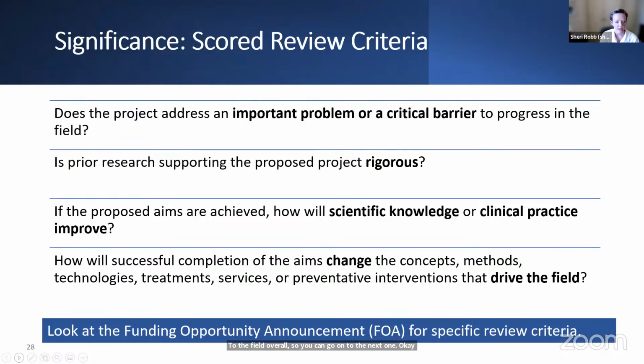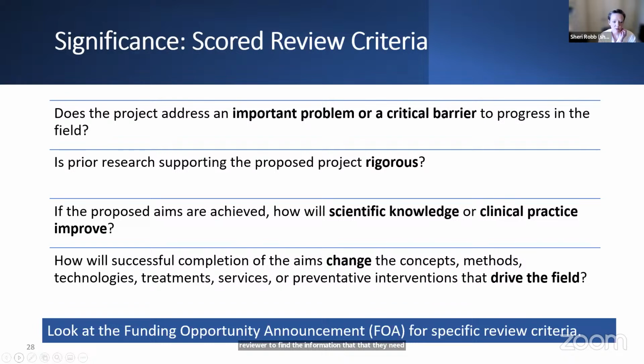Okay, so one of the things that I wanted to highlight was that significance is scored review criteria. Every funding opportunity announcement includes the scored review criteria in that funding announcement. And reviewers will be looking at that funding announcement for instructions on what to look for in your application. But as someone who's submitting a grant application, you want to pay careful attention to how your grant will be reviewed and scored, making sure that you're using language from that funding opportunity announcement in your entries, because that makes it a lot easier for the reviewer to find the information that they need.